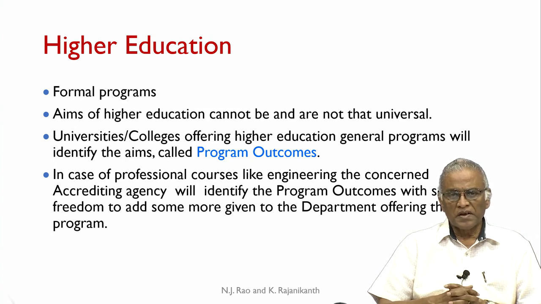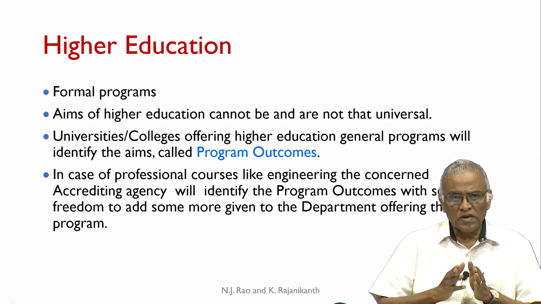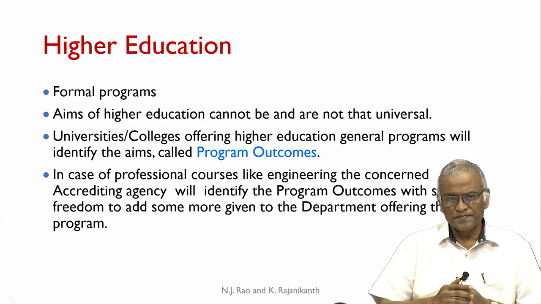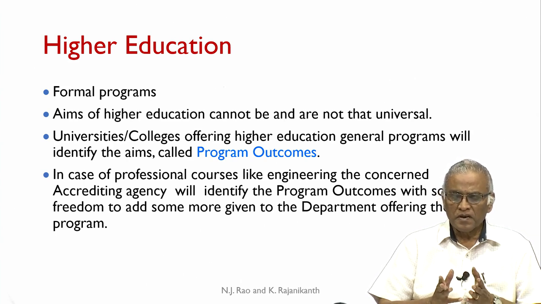Universities and colleges offering higher education general programs will identify the aims called program outcomes. Okay. That is, if you are offering a course like BA in history or BA in sociology or a BSc in physics, any of these general programs, these what we consider the outcomes of the program are decided by the university or sometimes even the college. If it is autonomous, the college itself is required to identify in today's context the program outcomes.